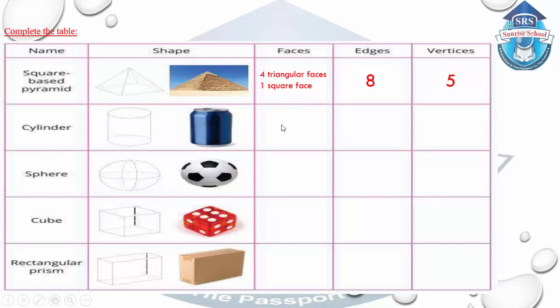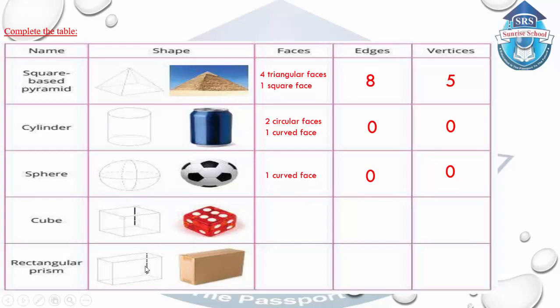Cylinder, how many faces? Exactly, 2 circular faces and 1 curved face. How many edges? 0. Great, how many vertices? 0. Sphere, also 0 edges, 0 vertices. A sphere has 1 curved face and no flat faces. 0 edges, 0 vertices. Cube.